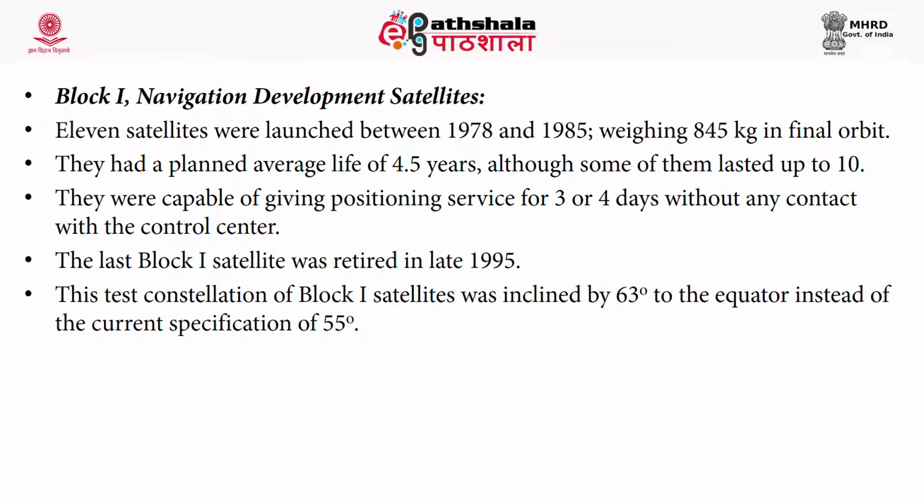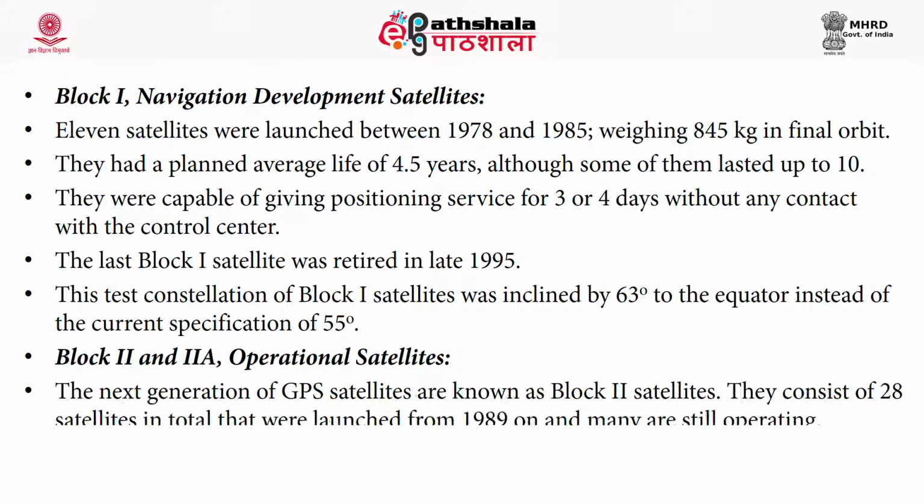This test constellation of Block 1 satellites was inclined by 63 degrees to the equator instead of the current specification of 55 degrees. The second block is Block 2, and together with Block 2A, it constitutes the operational satellites.